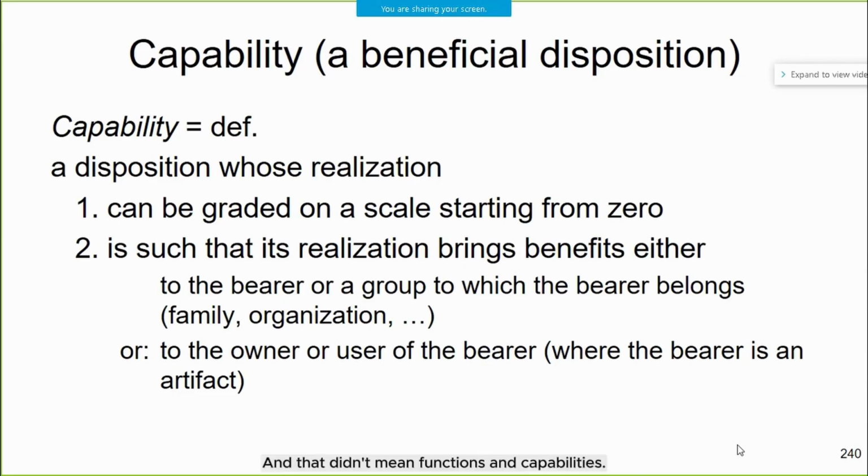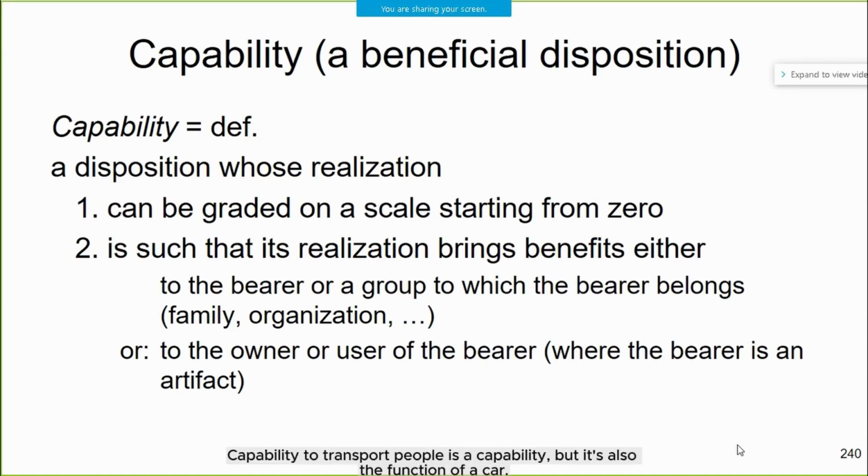Functions are capabilities. The capability to transport people is a capability, but it's also the function of a car. A drone may have the function of moving when remotely steered through the air and have the capability of being able to transport people if they hang on very carefully.